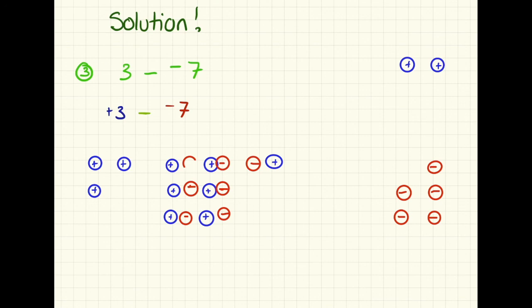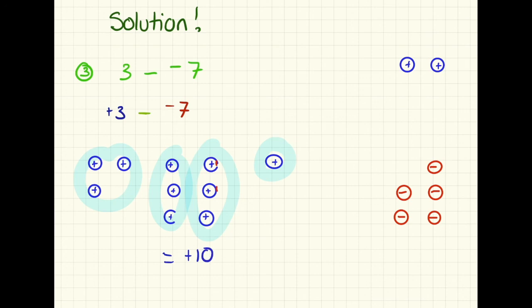So by doing that, I'm going to erase what I have here. And what do I have left? Well, I have 1, 2, 3, 4, 5, 6, 7, 8, 9, 10 positives, which means that a 3 take away negative 7, positive 3 minus a negative 7, whatever you want to call it, is equal to a positive 10. And now that you understand the concept, we can recap the shortcut, which is 3 minus minus 7 is the same thing as grabbing these 2 and making a plus, and you get positive 10, which is what we got down here.